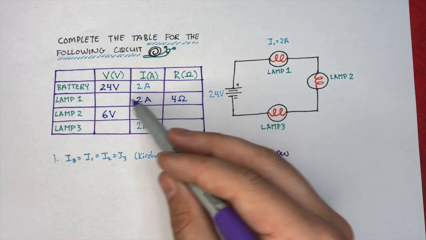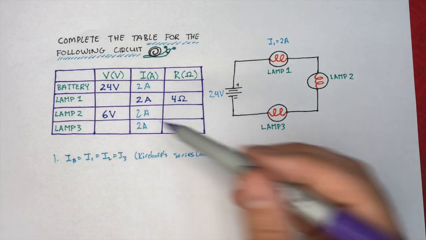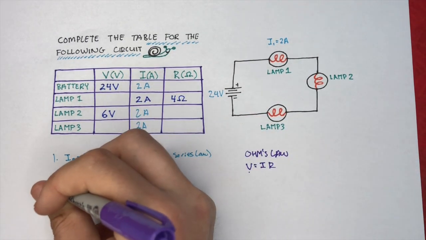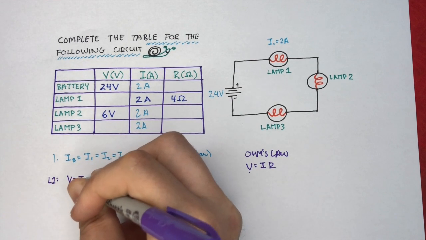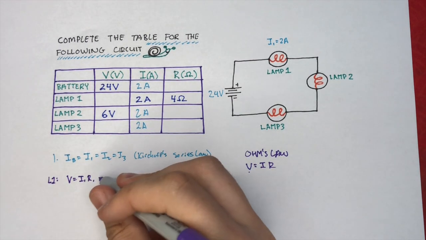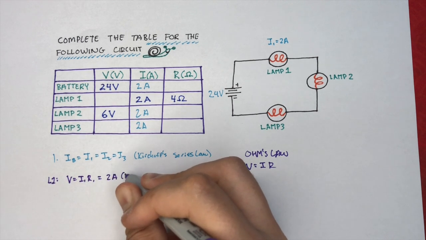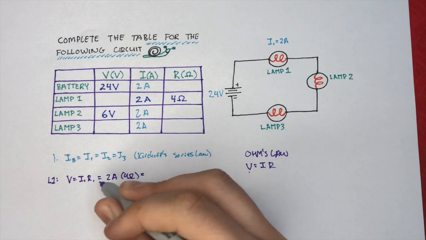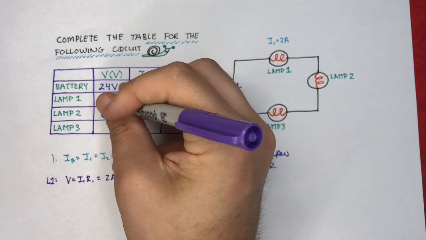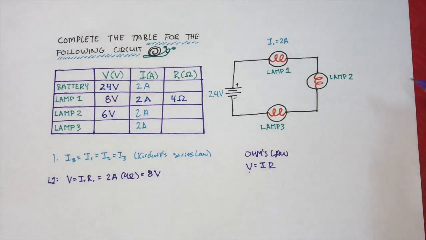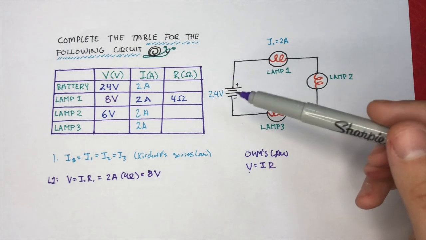If we take a look at lamp number 1, we have the current and the resistance, so we can find the voltage V1. So we can say that V equals I1 R1, which is going to equal 2 amps times 4 ohms, which means that the voltage across number 1 is going to be 8 volts. And we can write that right in our table.